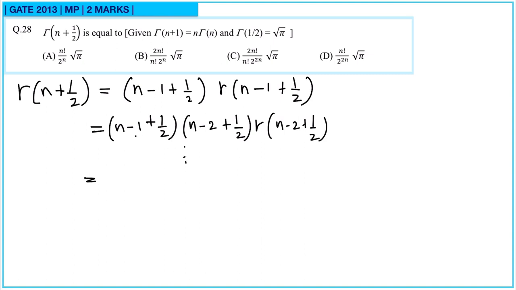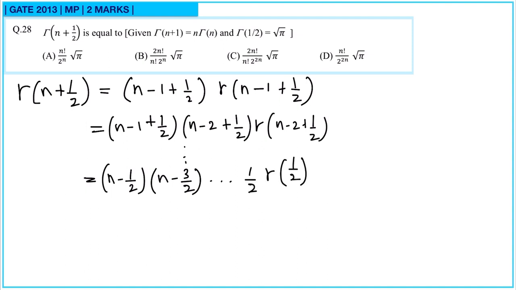So this will be, now this minus 1 plus half is minus half, so n minus half, then minus 2 plus half is 3 by 2, so n minus 3 by 2, and so on up to 1 by 2, and lastly we will have gamma of 1 by 2. So this is multiplication of all these terms. So this can be written as (2n minus 1) upon 2 into (2n minus 3) upon 2, and so on up to 1 by 2, and gamma of 1 by 2 is root pi.